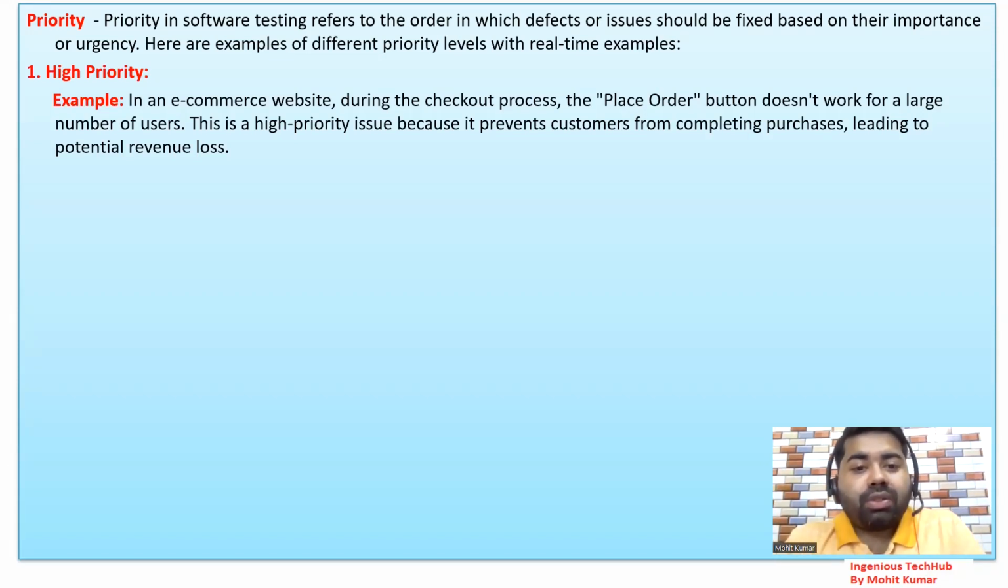So in an e-commerce website, during the checkout process, the place order button does not work for a large number of users. This is the highest priority issue because it prevents customers from completing the purchase, leading to potential revenue loss. You can give this same example.